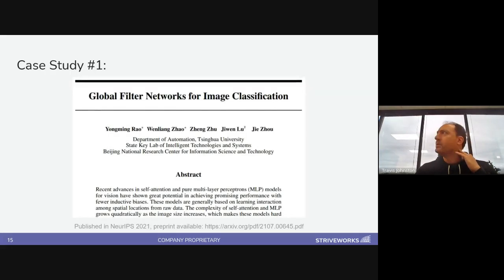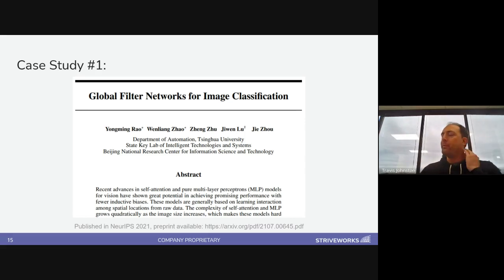Okay, let's see. We saw those. So the plan is to look at a couple of papers. The first one is this Global Filter Networks for image classification paper, and I'm not actually going to get into the details of the paper. Though what they're doing is proposing a new neural network architecture that they claim is better than using transformers for image classification. And if none of those words mean anything to you, it doesn't matter. Just keep in mind that Global Filter Networks is their thing, and they're claiming it's better than the other things. That's all you really need to know.